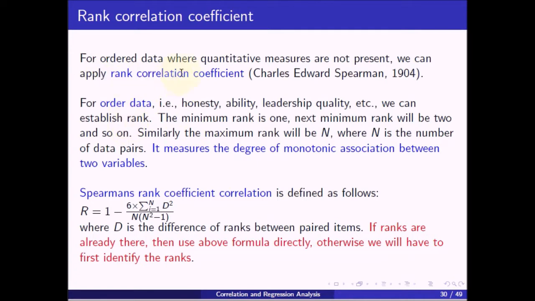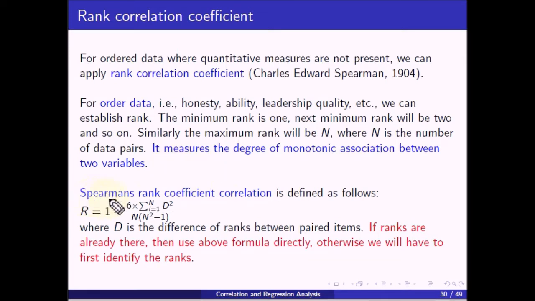For ordered data where quantitative measures are not present, we can apply the rank correlation coefficient. For ordered data, for example honesty, ability, leadership, quality, etc., we can establish rank. The minimum rank is 1, the next minimum rank will be 2, and so on. Similarly, the maximum rank will be n, where n is the number of data pairs. It measures the degree of monotonic association between two variables.